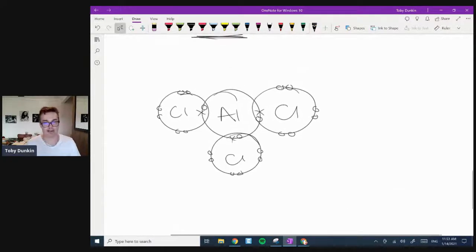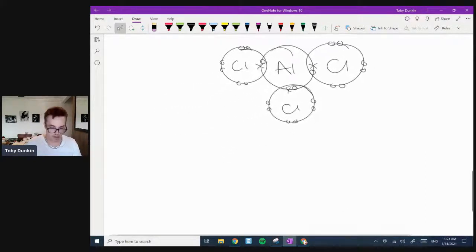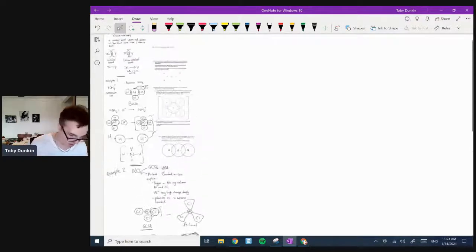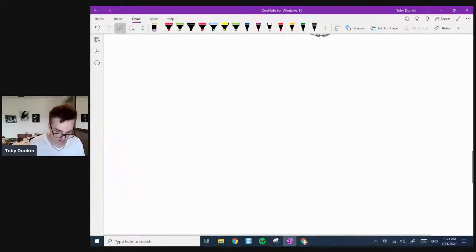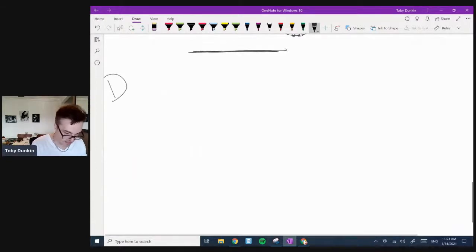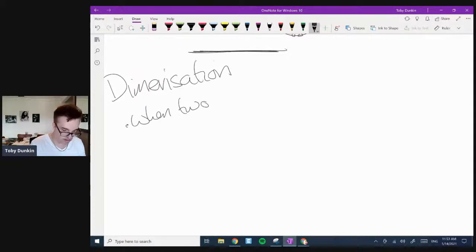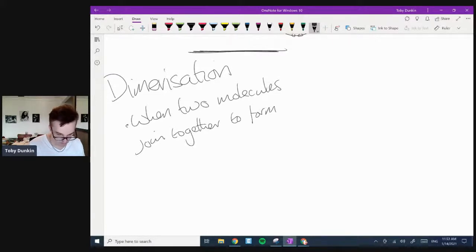Now, something really cool happens. You get what's called dimerization. So the subtitle is dimerization: when two molecules join together to form one larger molecule. That's the actual definition.